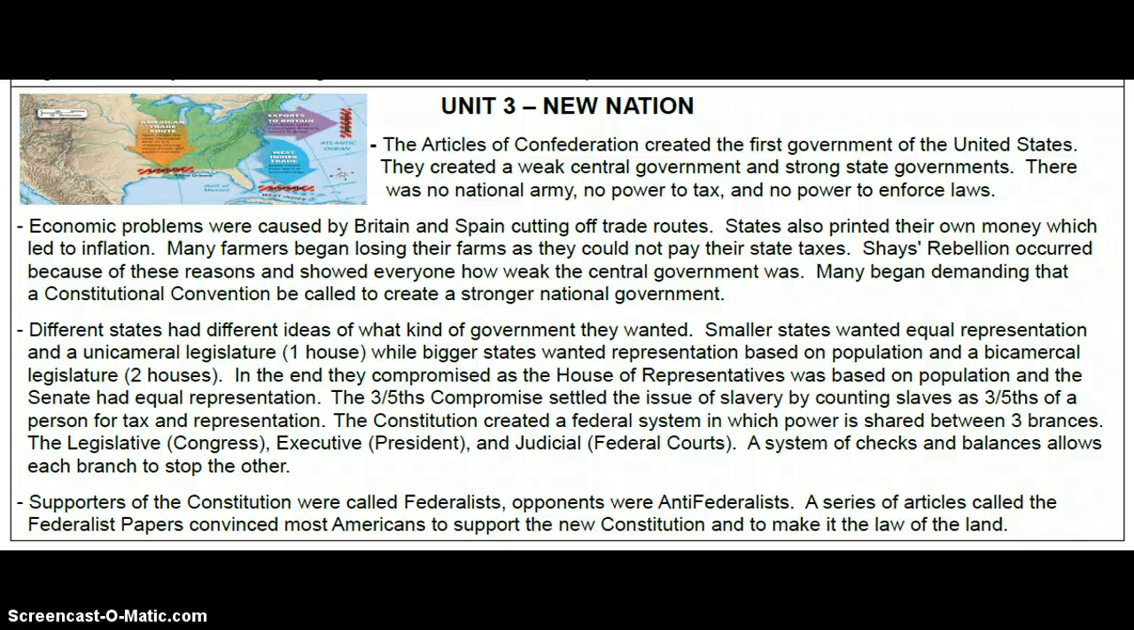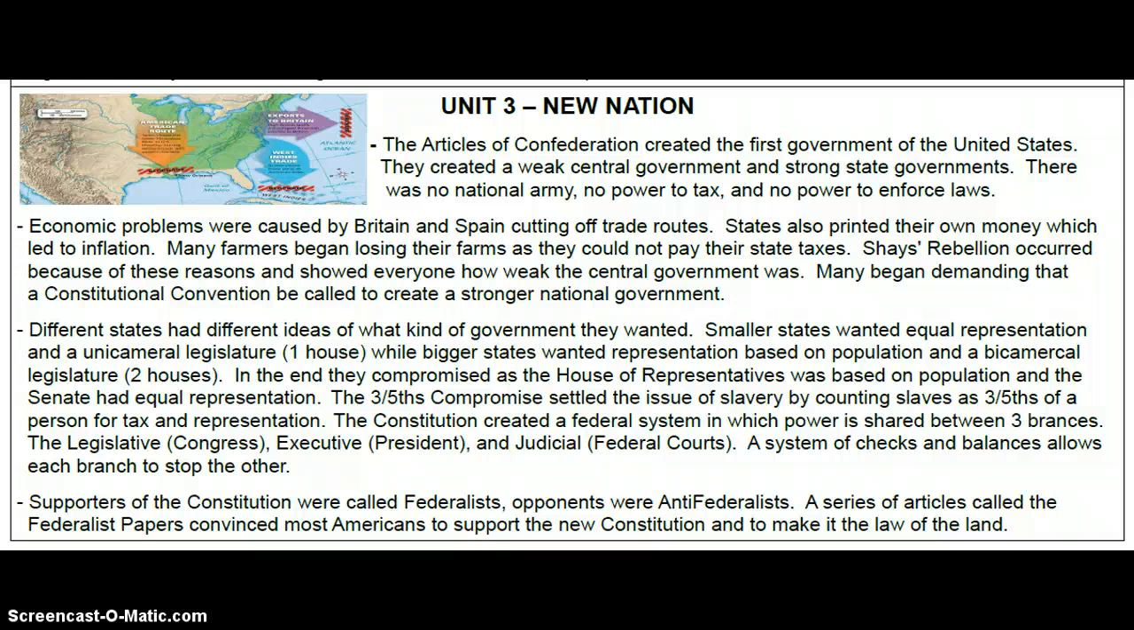Unit 3, New Nation. The Articles of Confederation created the first government of the United States. They created a weak central government and strong state governments. There was no national army, no power to tax, and no power to enforce laws.